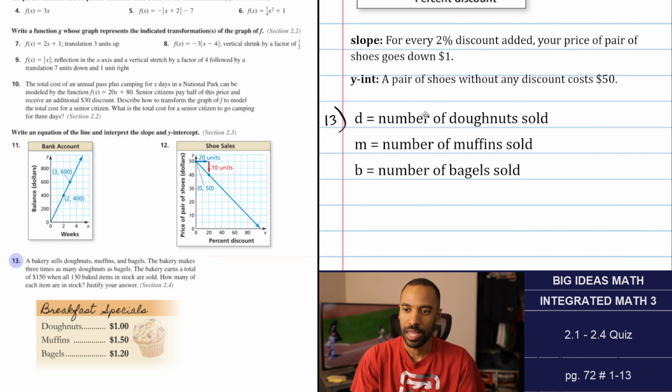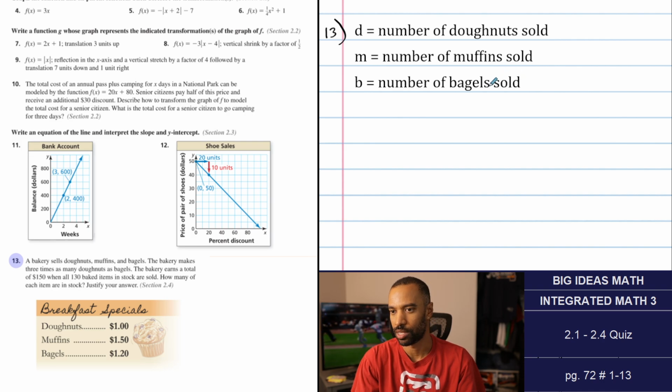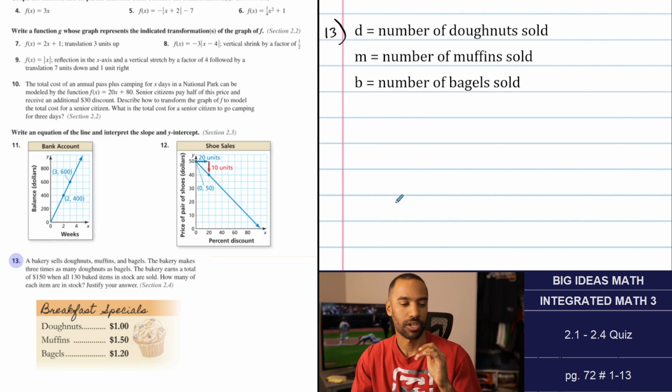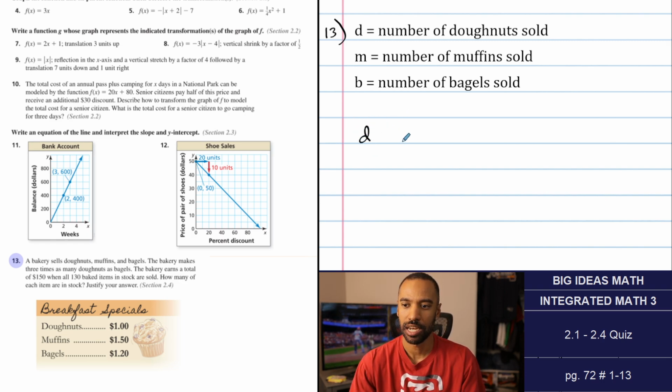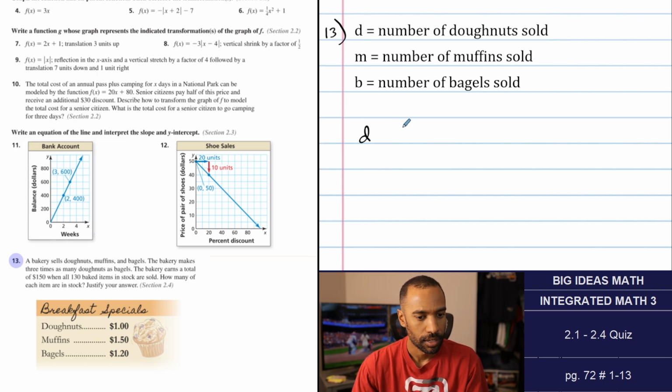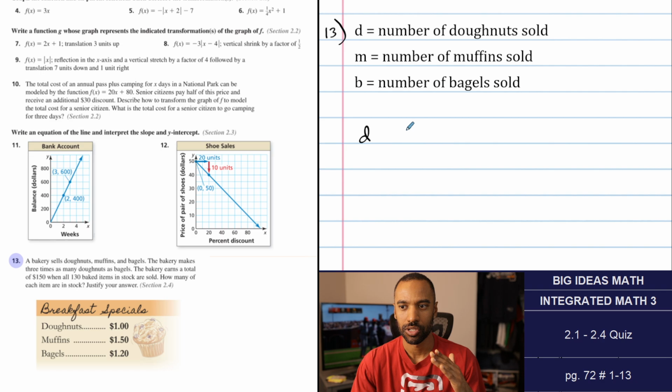So we have 3 variables. That means we need at least 3 equations to come up with a unique solution to this system. And I believe we have enough information for all 3 things. First one I actually want to do is just the total number of baked items. There are D amounts of donuts, M amounts of muffins, and B amounts of bagels. And when you total them, you get 130 total items.